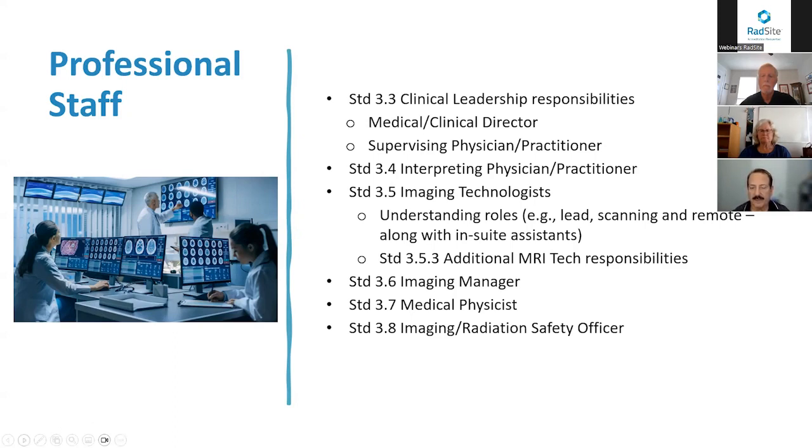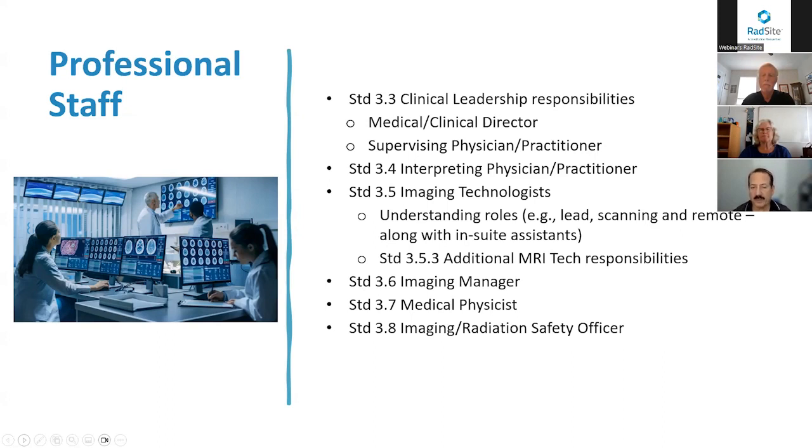And then under standard 3.5.3, we've discussed additional MRI technologist responsibilities, which are continuing to evolve also, particularly as we're looking at safety issues. Standard 3.6 addresses the position of an imaging manager, which would typically be a more administrative position, although that could be a technologist as well. And there could certainly be overlap in some of these.